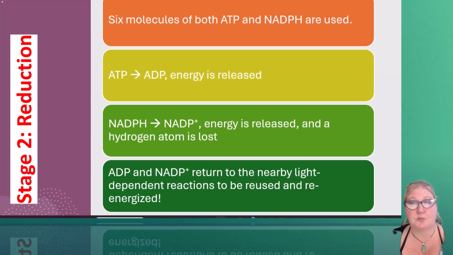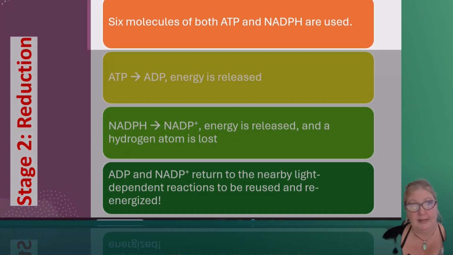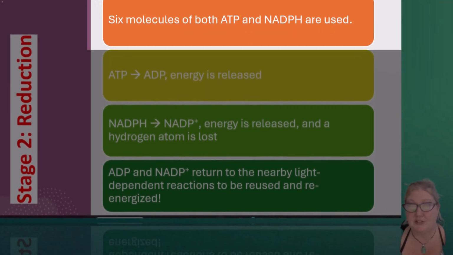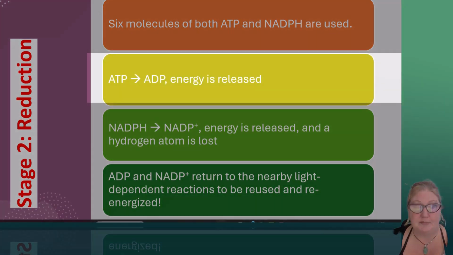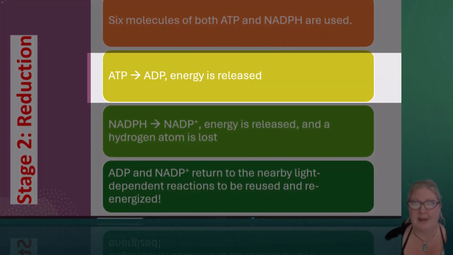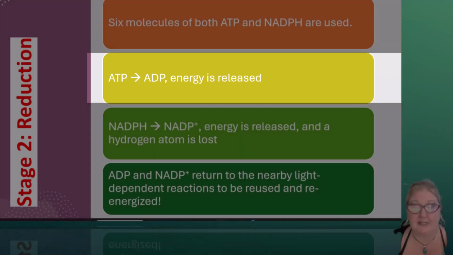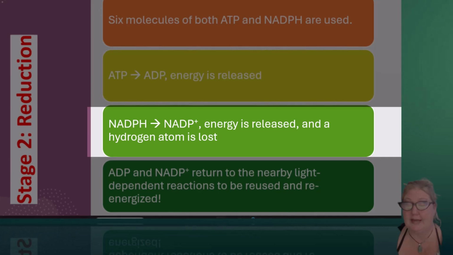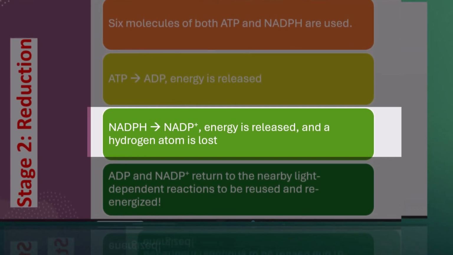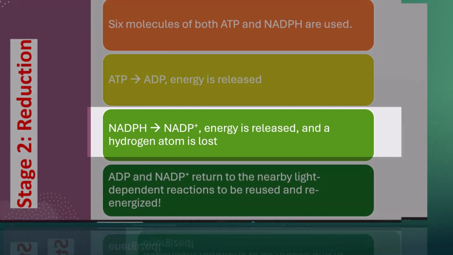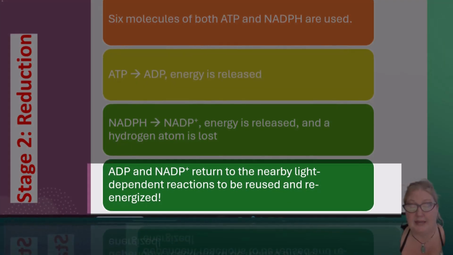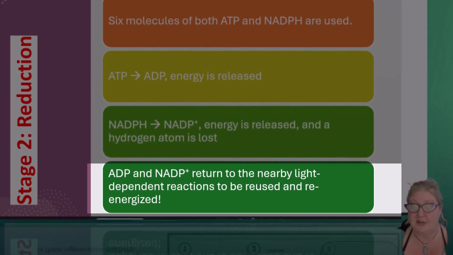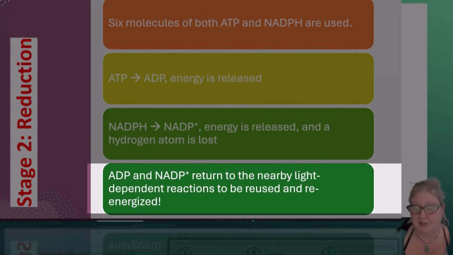Stage 2 is reduction. Here, 6 molecules of both ATP and NADPH are used. ATP is hydrolyzed to form ADP and energy is released. NADPH is reduced, forming NADP+. Energy is released and a hydrogen atom is lost. ADP and NADP+ return to the nearby light-dependent reactions to then be reused and re-energized.